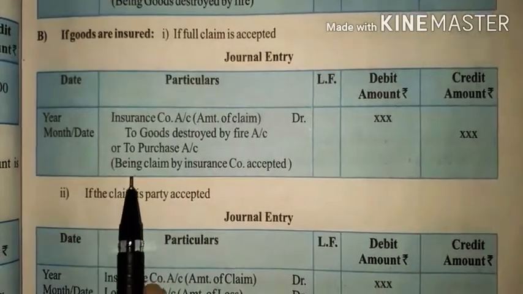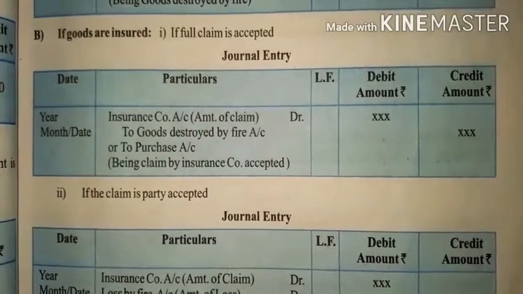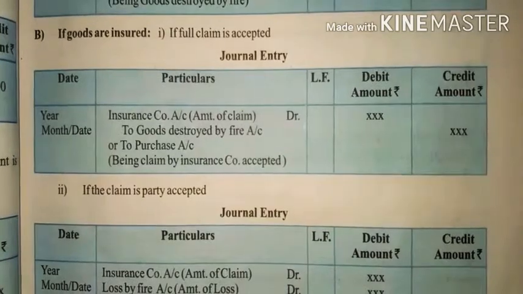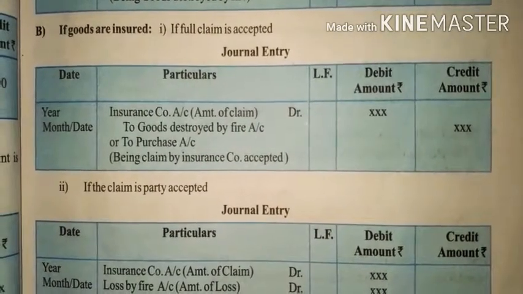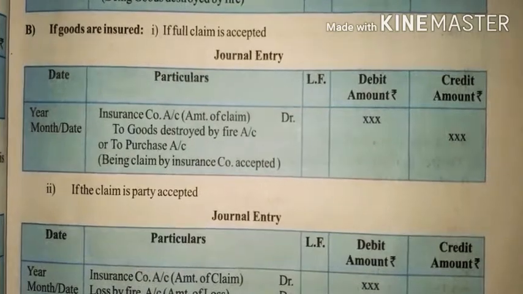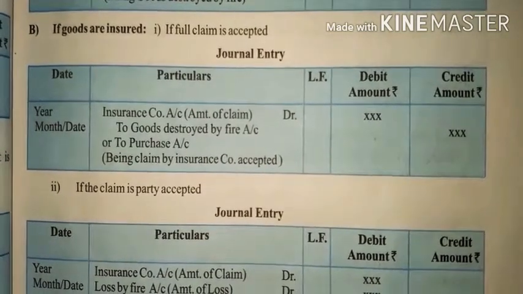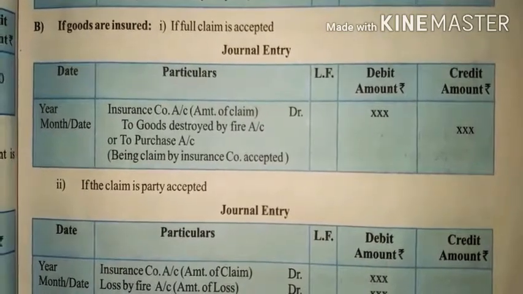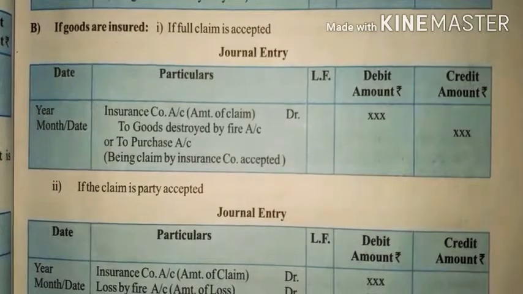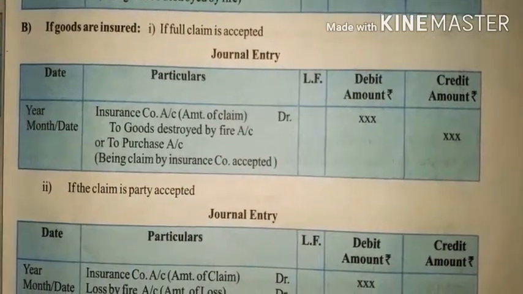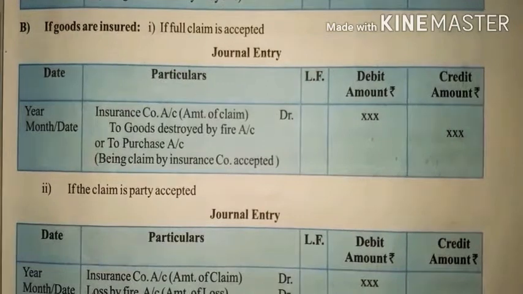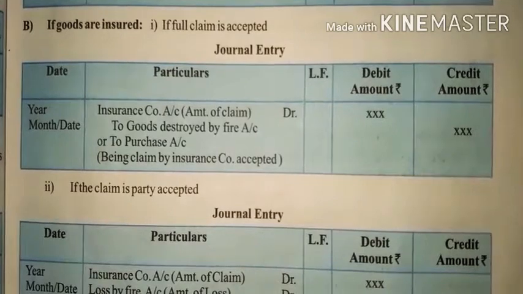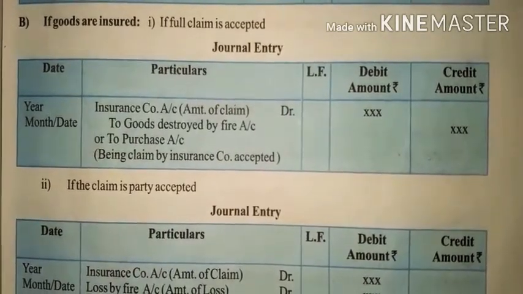The description: being claim by insurance company accepted. The claim you have made to the insurance company regarding the loss that happened by the fire in your business, the insurance company has accepted your claim and they have agreed to give you the full claim. A very small description is given, being claim by insurance company accepted. This is the transaction for the goods that you have made insurance for, the goods that are lost by fire.